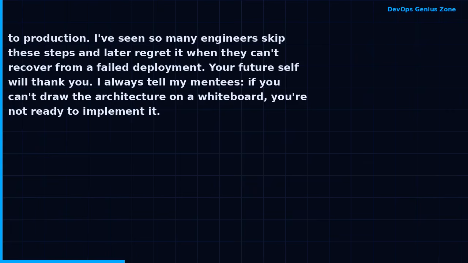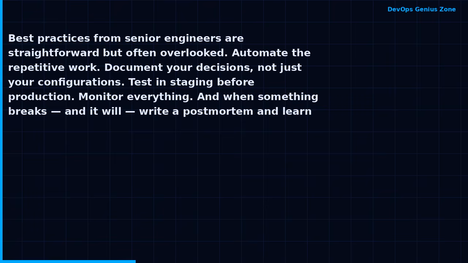I always tell my mentees, if you can't draw the architecture on a whiteboard, you're not ready to implement it. Best practices from senior engineers are straightforward but often overlooked. Automate the repetitive work. Document your decisions, not just your configurations. Test in staging before production. Monitor everything. And when something breaks, and it will, write a postmortem and learn from it.